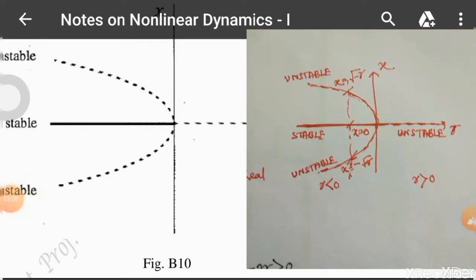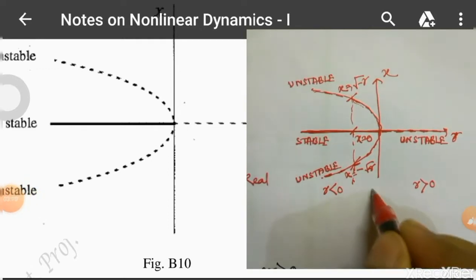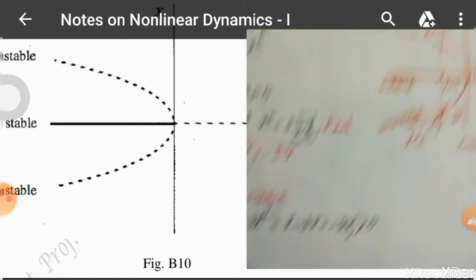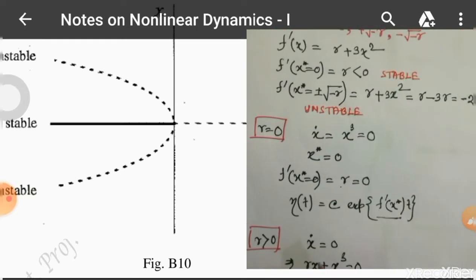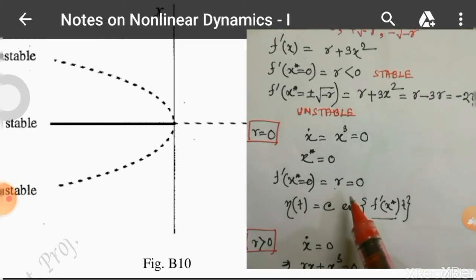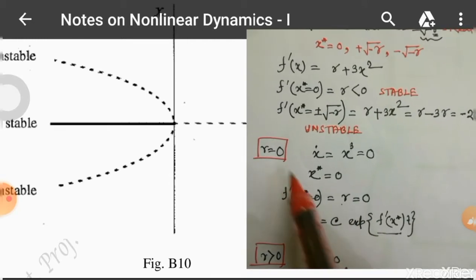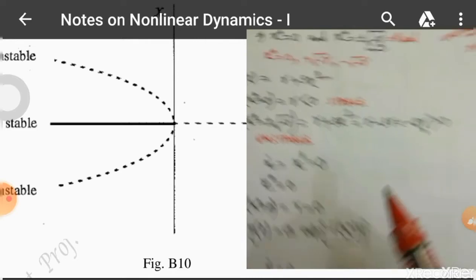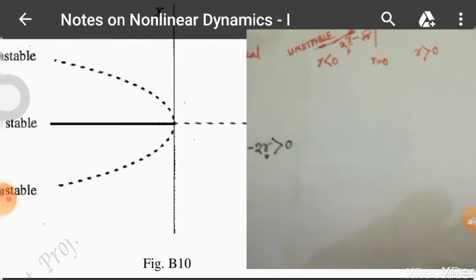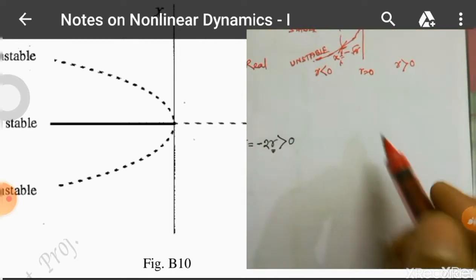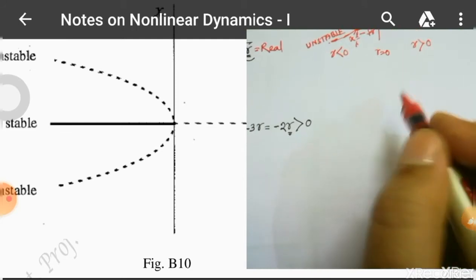And what will be the condition for r equal to 0? For r equal to 0, we have obtained a fixed point x equal to 0. If we want to check the stability of this fixed point when r is equal to 0, then we should draw the phase diagram and look at the vector field.